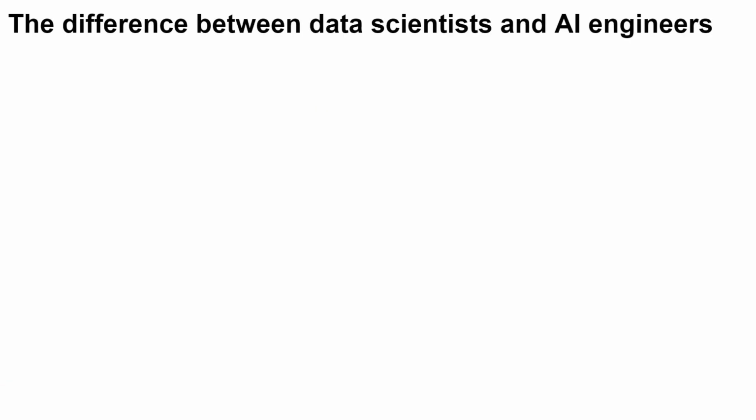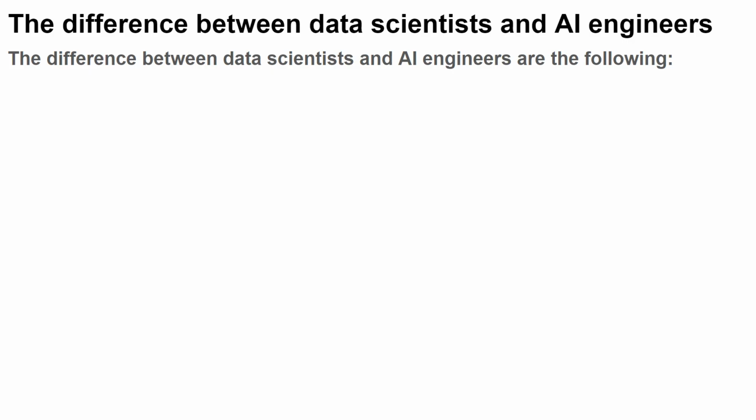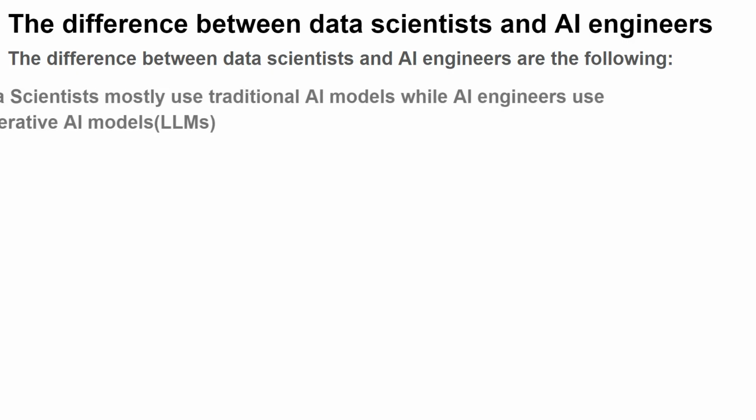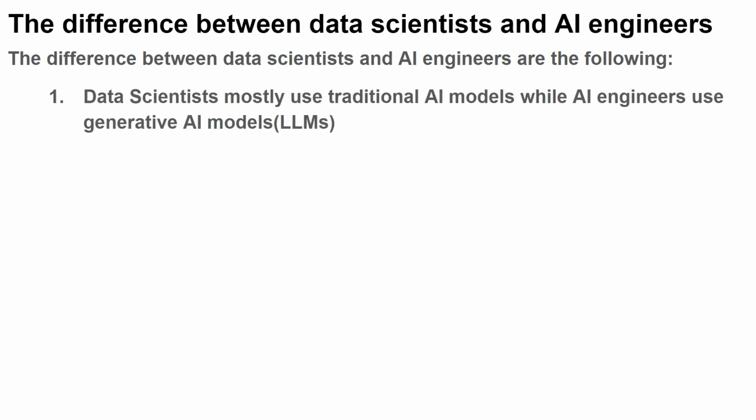The difference between data scientists and AI engineers. The differences between data scientists and AI engineers are the following. First is that data scientists mostly use traditional AI models, while AI engineers use generative AI models, which can include LLMs. And an LLM stands for a large language model.